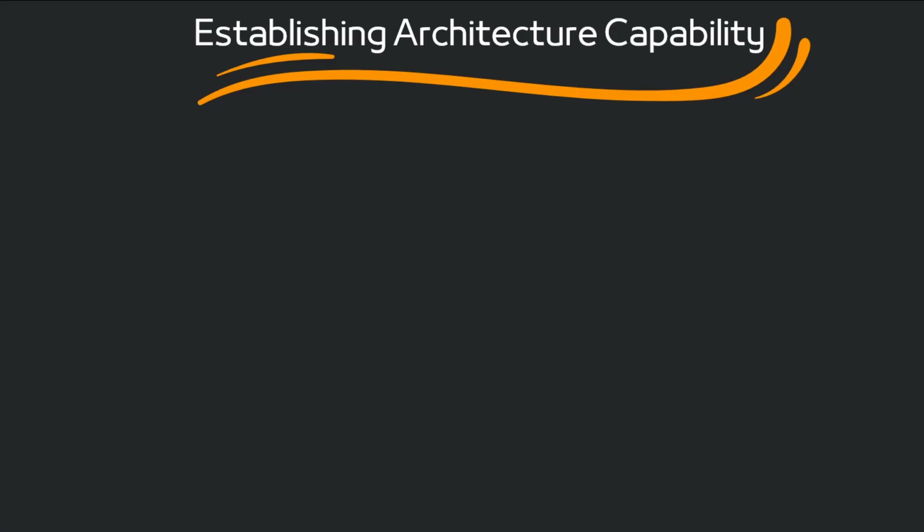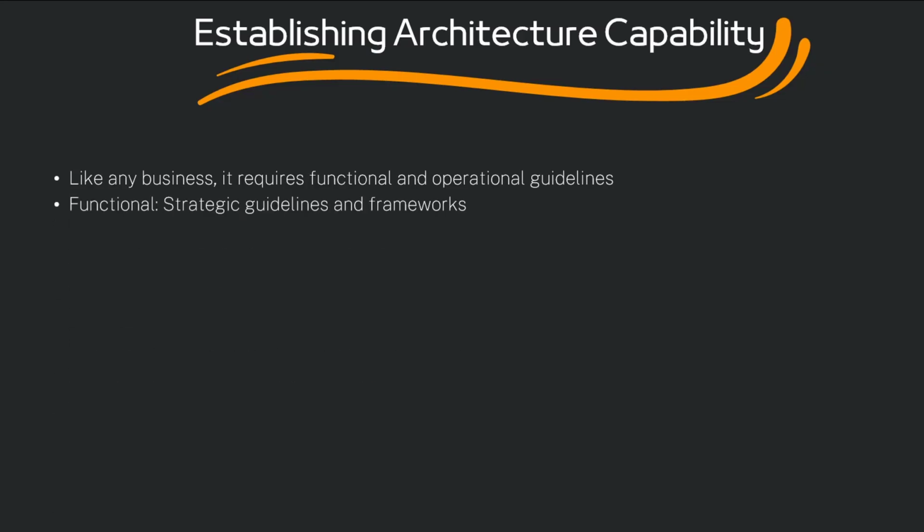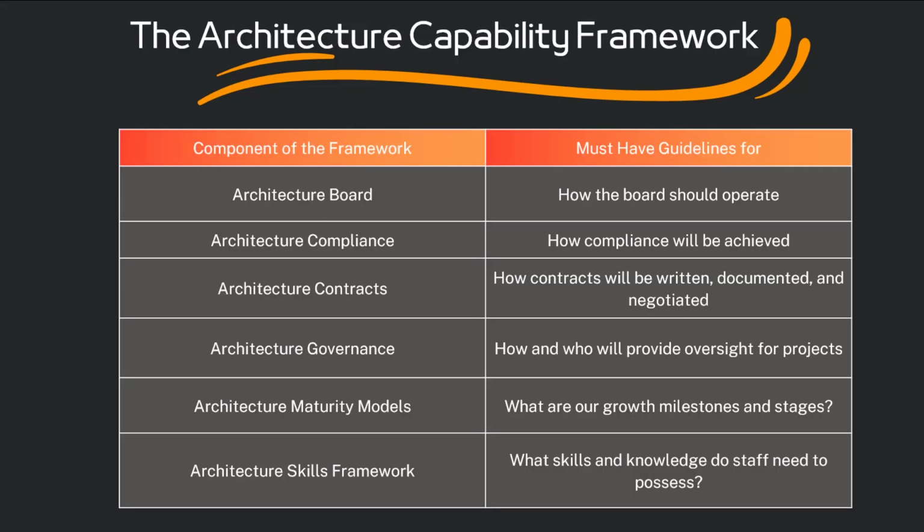So you wish to establish an architecture capability. Great. Like any business, this requires functional and operational guidelines. Functional guidelines are strategic guidelines and frameworks, and operational ones are roles, responsibilities, skills, and processes. The architecture capability framework has multiple components.